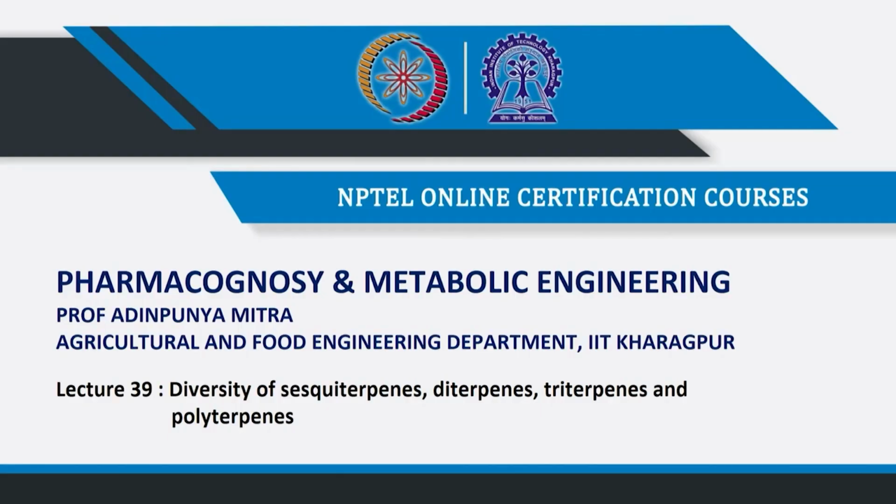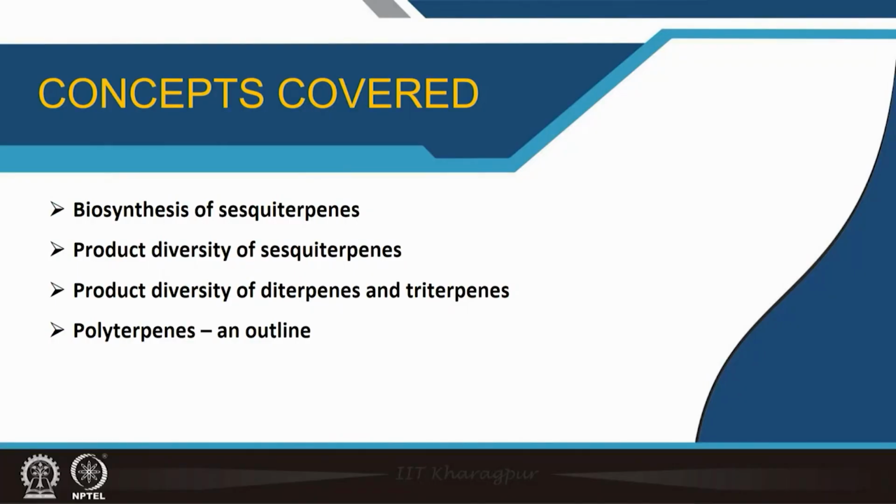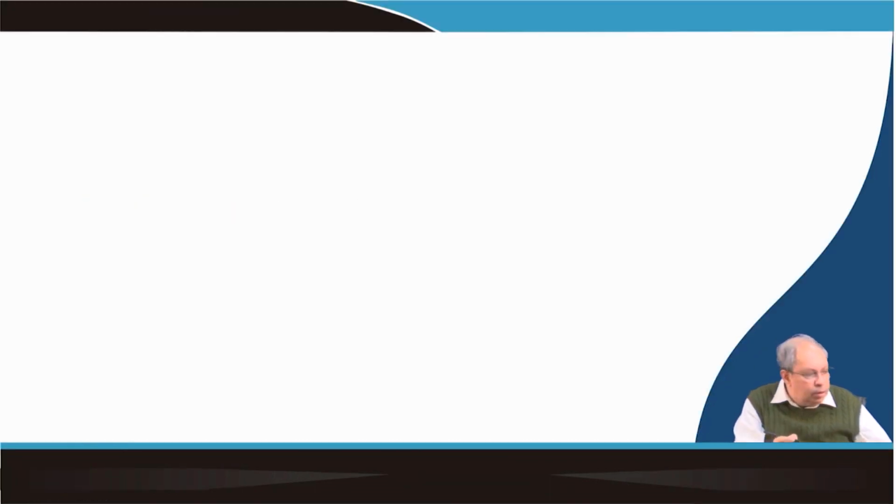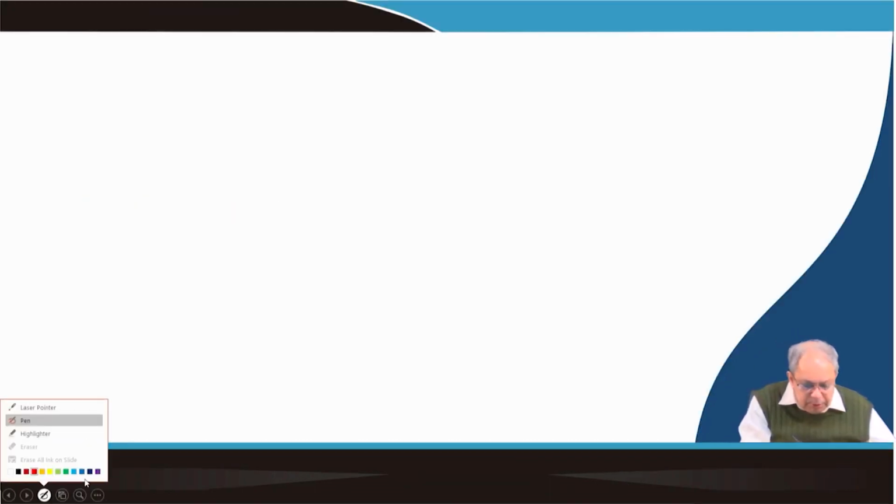This is lecture number 39, where I will cover the diversity of sesquiterpenes, diterpenes, triterpenes and polyterpenes. I have mentioned these terminologies in one of the previous classes. So, what we will cover: briefly the biosynthesis of sesquiterpenes, and then the product diversity of sesquiterpenes. Then we will see the product diversity of diterpenes and triterpenes, and finally, I will give you a brief outline about polyterpenes. So, let us go to the board.